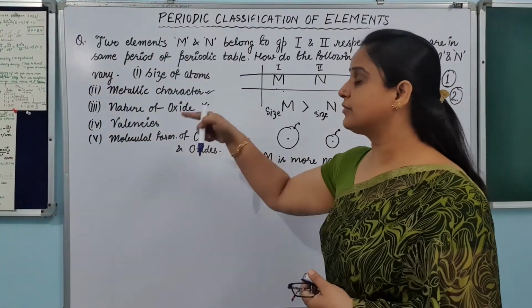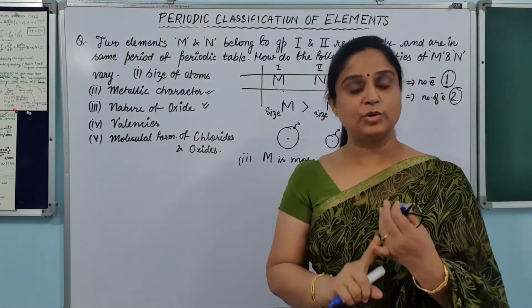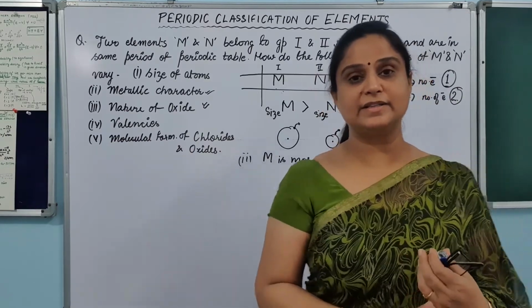Next, they want to know what will be the nature of their oxides. Both of them are metal because both of them had tendency to lose the electron.